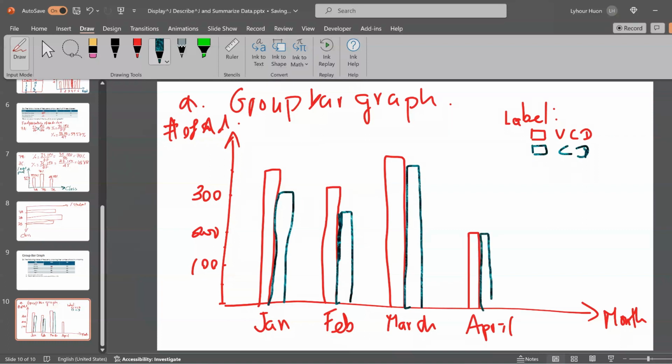Okay. So you can display the group bar graph like this, but don't forget you need to label it.